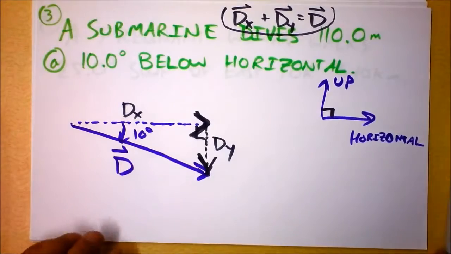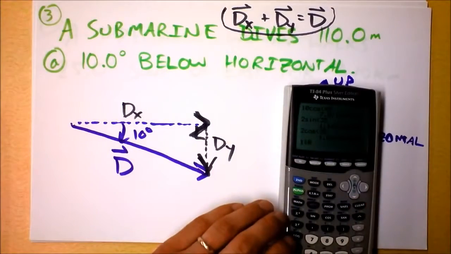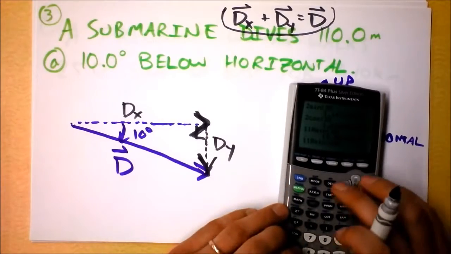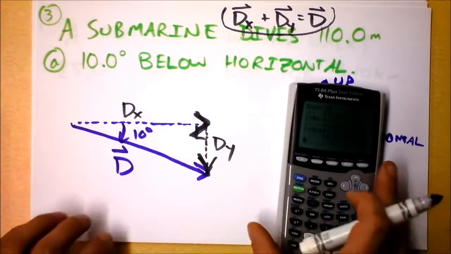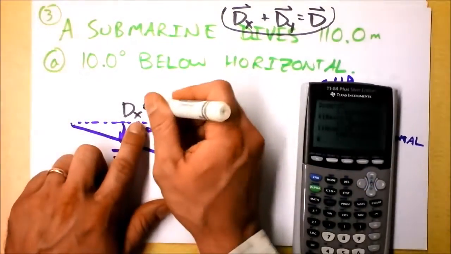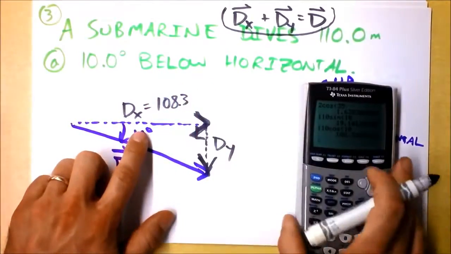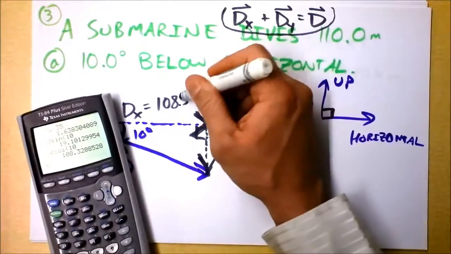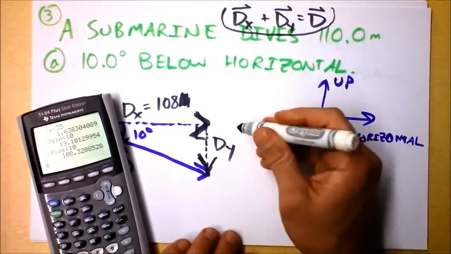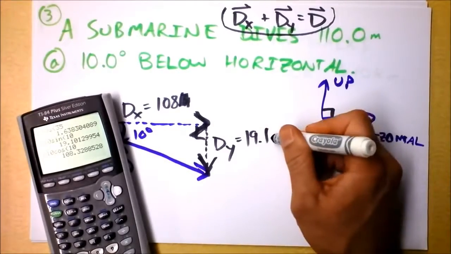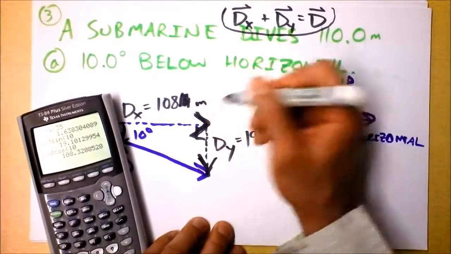Now, I need to find those numbers, so I'm going to do 110 times the sine of 10 degrees and 110 times the cosine of 10 degrees. And so I get 108. Wow, that's a big one right there. 108.3. That's the side right there. Oh, I only have 3 sig figs, so I'm probably going to write 108. Over here, I get 19.1 meters.